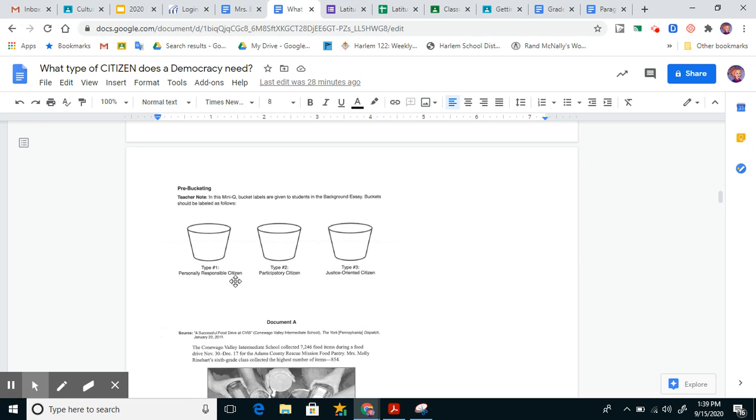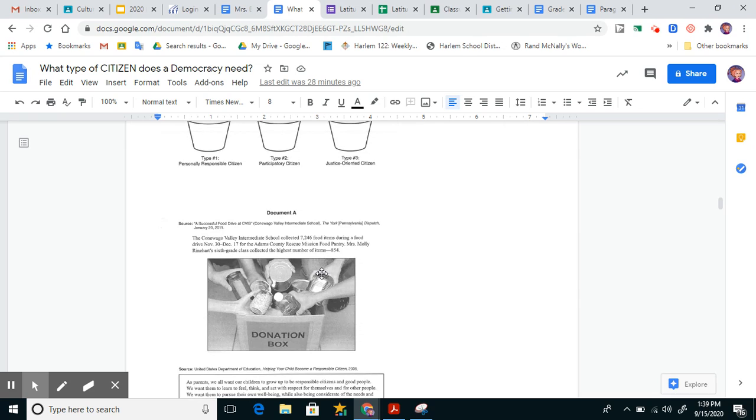A body paragraph that talks about the personally responsible citizen, the participatory citizen, somebody that gets very involved and active, or the justice-oriented citizen, somebody that's clearly very interested in rules, laws, and justice, fairness.